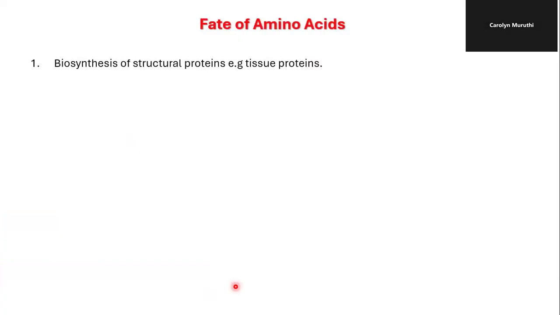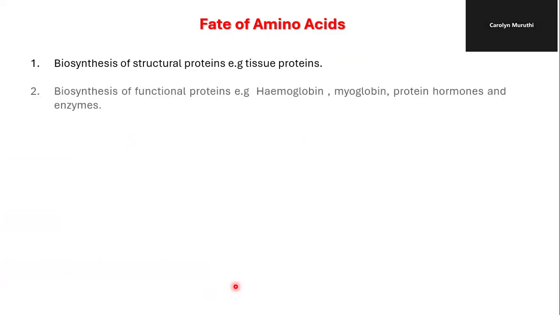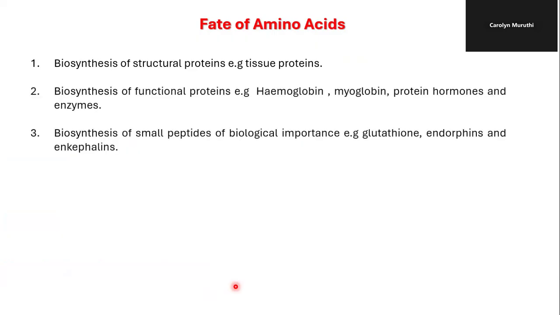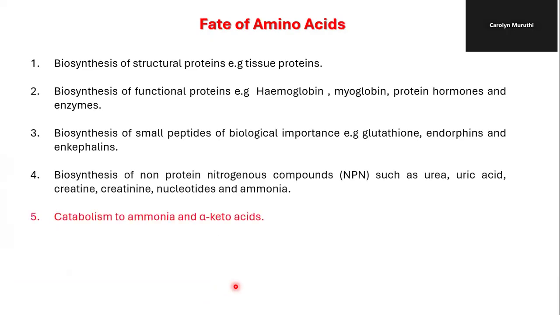So what is the fate of these amino acids? Some of them may be used in the synthesis of structural proteins, functional proteins, and some small peptides of biological importance, including glutathione and endorphins. And as we're going to look at, most of them can undergo catabolism to generate ammonia and alpha keto acids.